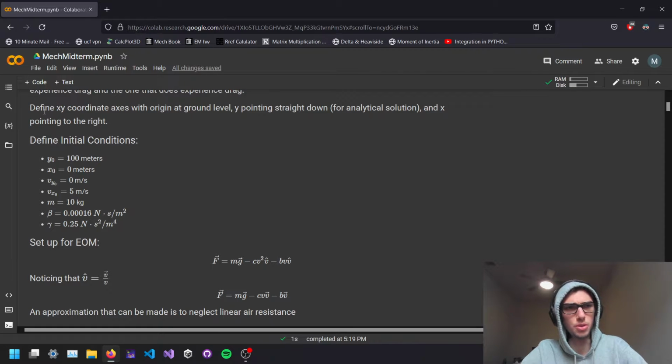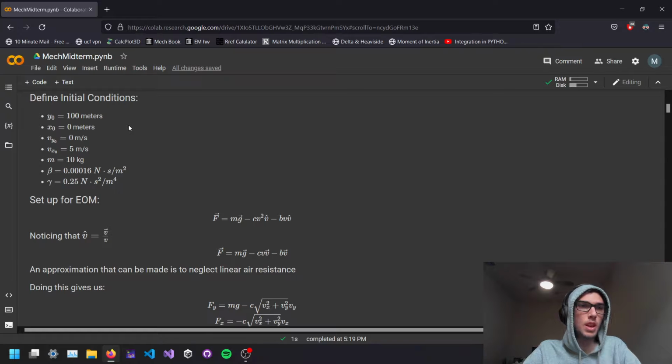So for the analytical solution, I wanted to define XY coordinate axes with origin at ground level and Y pointing straight down, so that the force of gravity was pointing in the direction of motion, and the drag forces opposed the force of gravity. And X pointing to the right.